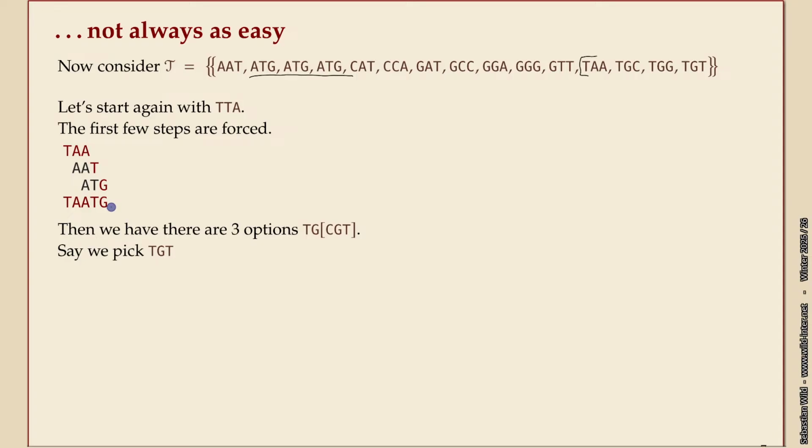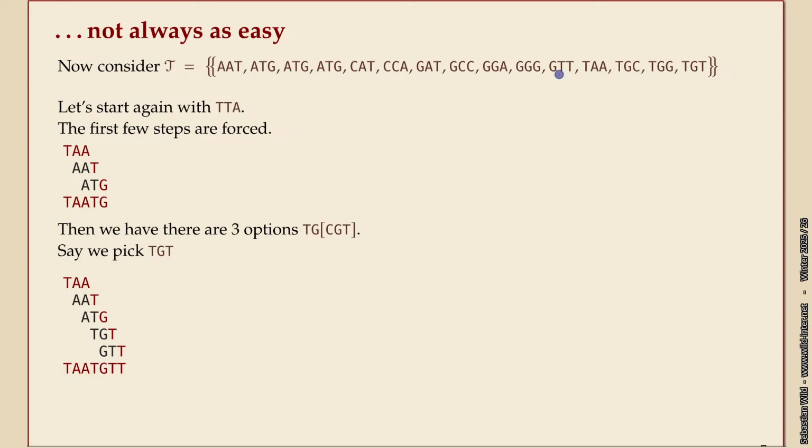But for the next step, there are several things that start with AT, but they're duplicates. For the next one, the TG, you have three options. And now it's not clear which one we should take. It's also clear that not all three will be correct. So if we say, for example, we pick this one, then you can continue for one more step, but then you're stuck with the end TT.